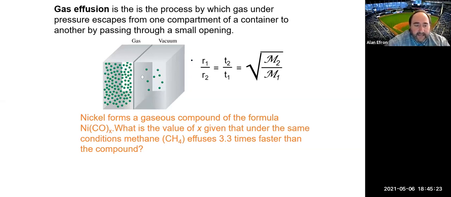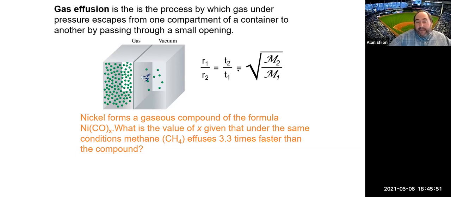Another relationship in terms of how fast things are moving is what is referred to as gas effusion. Gas effusion is the process by which gas under pressure escapes from a hole. So we have a whole bunch of gas over here, a little negative pressure on this side, and a little hole where molecules pop out. We could get some gas molecules popping out from the other side.